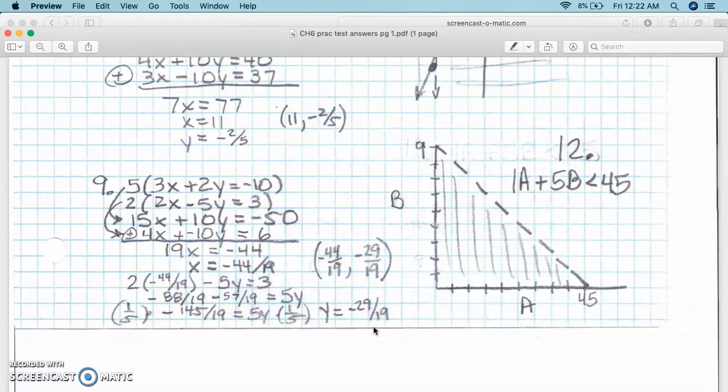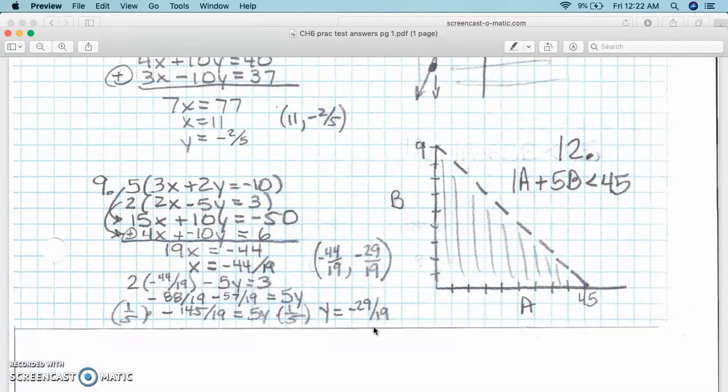Either way, this was a little bit of a messy one because the solution was x equals negative 44 over 19 and y equals negative 29 over 19. So those are kind of yucky numbers, but that happens sometimes. Fractions are still values. We could plug that in, which I did do on my scratch paper to make sure that those did make both of those equations true. So that is the correct solution.